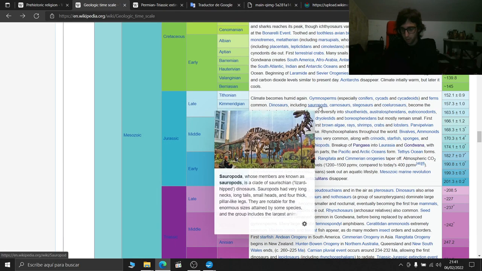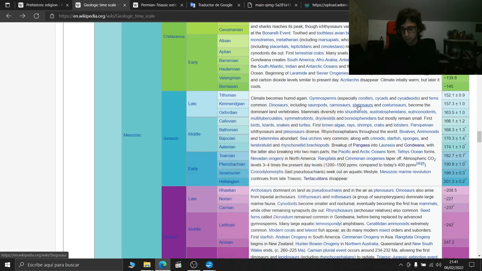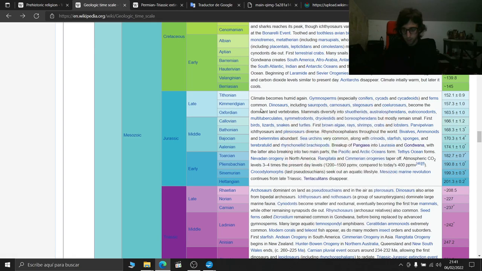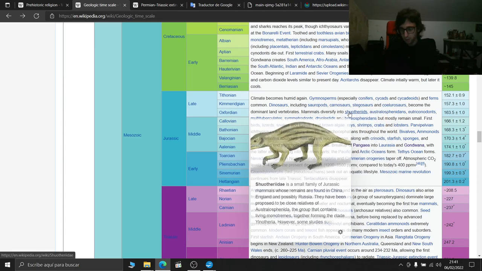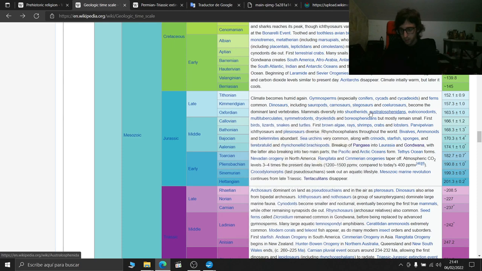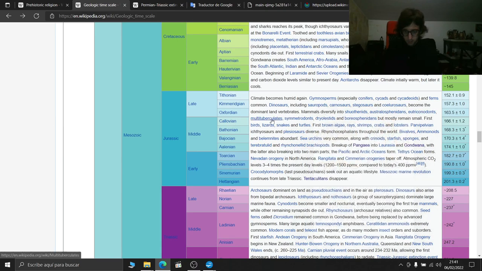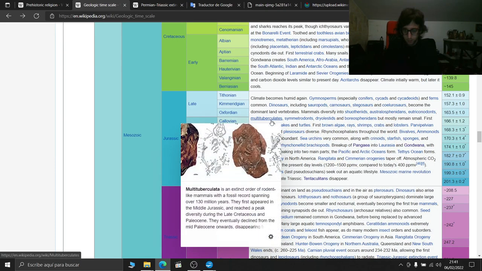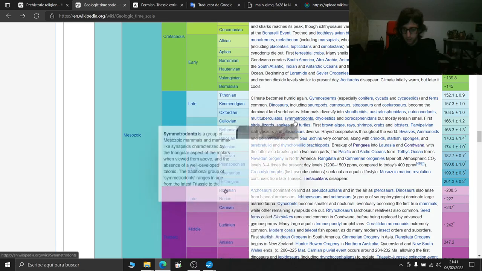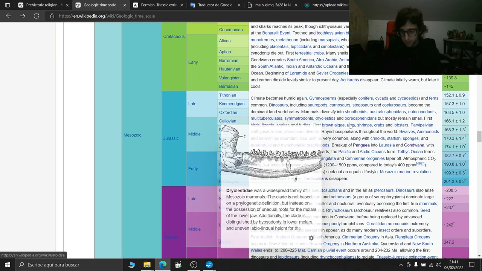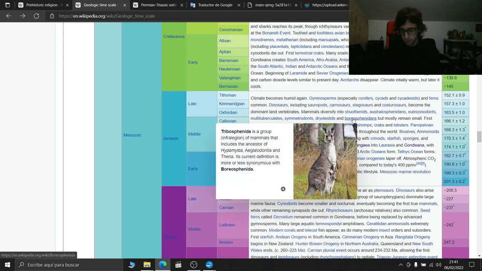Dinosaurs, including sauropods, carnosaurs, stegosaurs, and coelurosaurs, became dominant land vertebrates. Mammals diversifying into docodonts, eutriconodonts, multituberculates, symmetrodonts, and others.